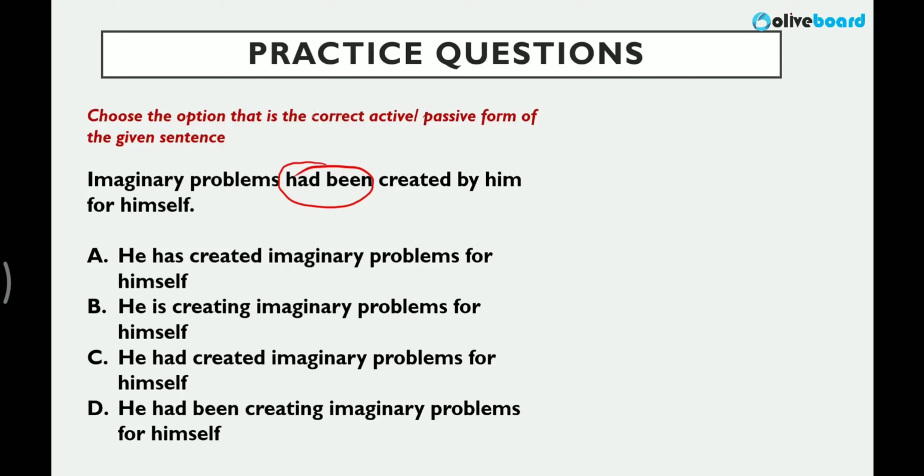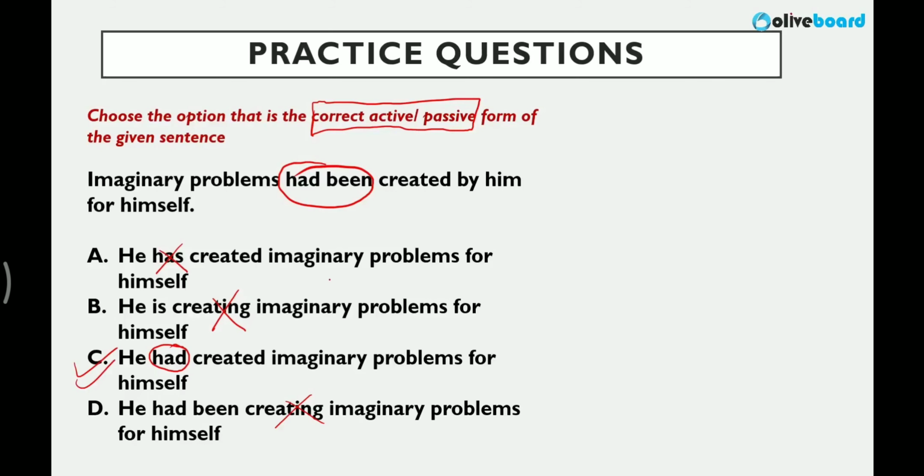Here in the question they are saying you choose either active or passive, meaning they will give you either an active sentence to change into passive, or they may give you a passive sentence to change into active, right? So here it is had been, which means in active, had would have been used plus third form. Created, creating will be wrong. Past perfect, you will not change the tense, right? So he had created imaginary problems for himself.